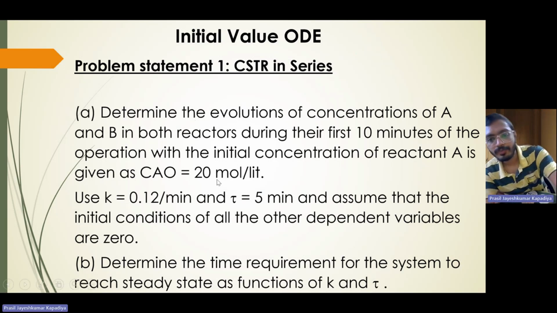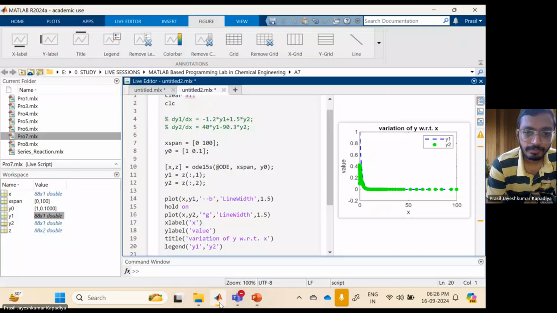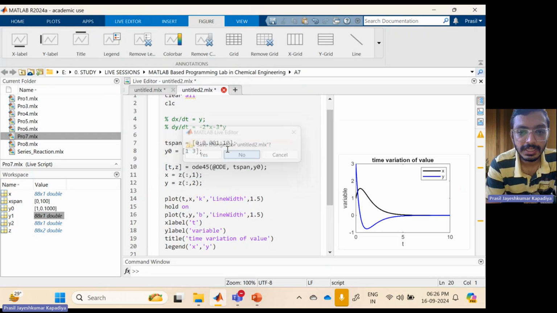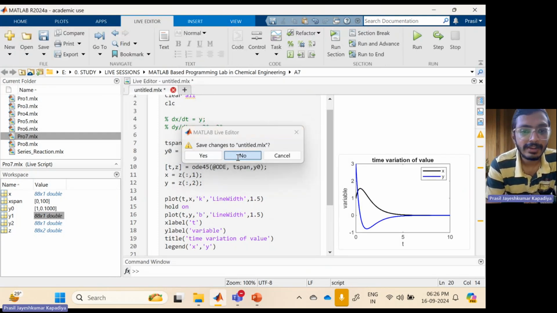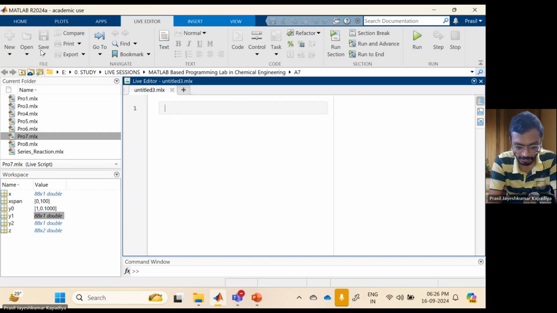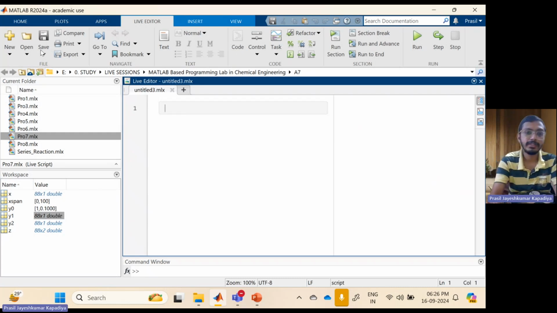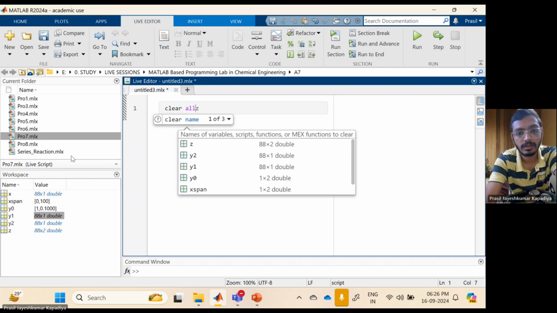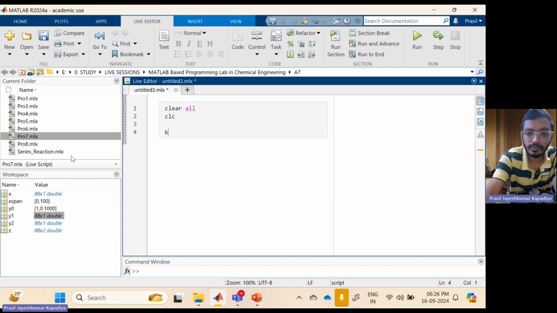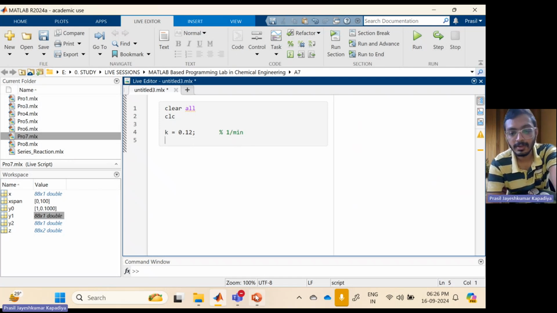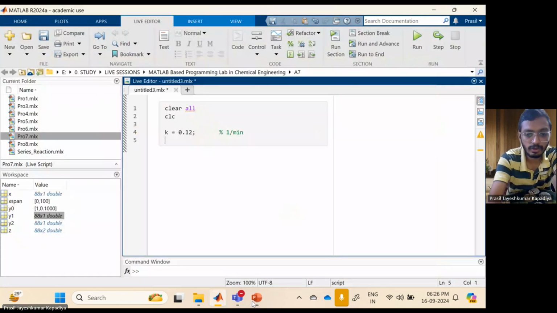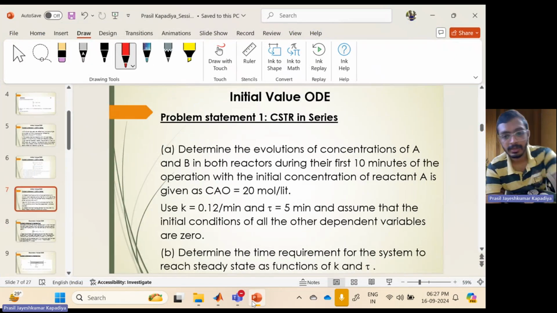Okay, so let's write down the code for this problem statement. We are supposed to use ODE45, so let's use ODE45. Let's write down what is given to us. K is 0.12. Please develop a habit of writing the unit of k as minute inverse or 1 by minute. Units should be consistent everywhere. Tau is given as 5.